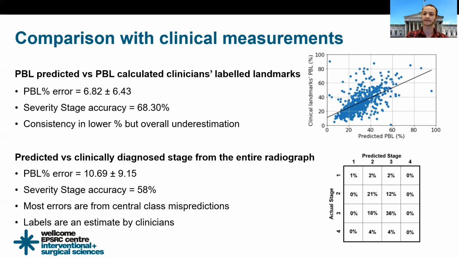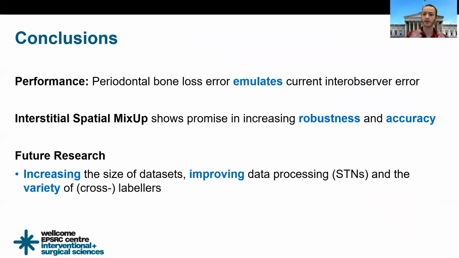And for the second analysis method in comparison with clinicians, which is clinicians diagnosing from an entire radiograph, we have a severity stage accuracy of 58%. And you can see that most of this is confusion from the central classes, which is the predicted stages of 2 and 3, which don't necessarily line up with the actual stages all the time. And it's important to note that these labels are an estimate by clinicians, and we'll evaluate what this means in this slide. So our performance of 58% when compared to clinicians' initial estimates of entire periapical radiographs.